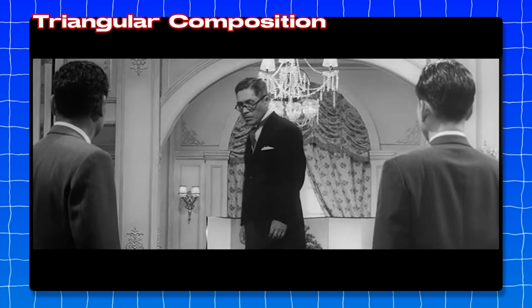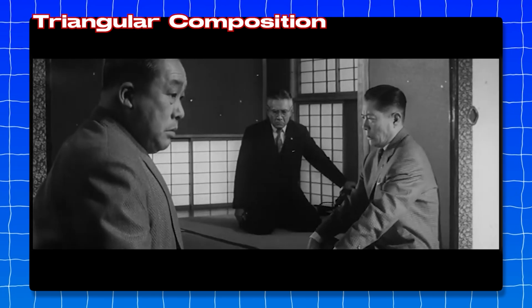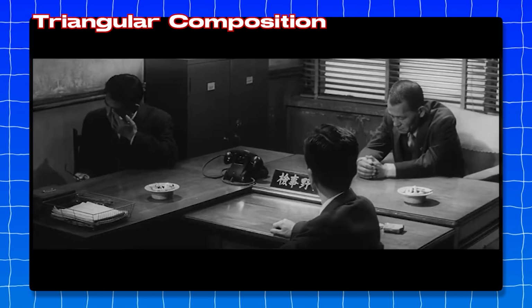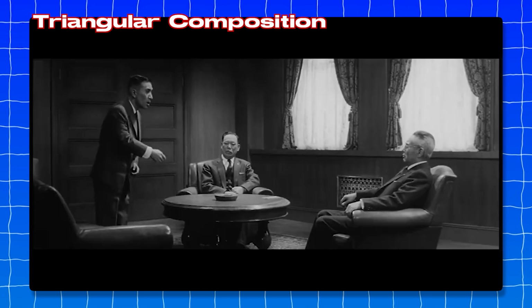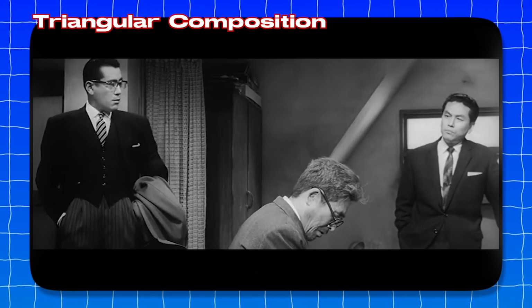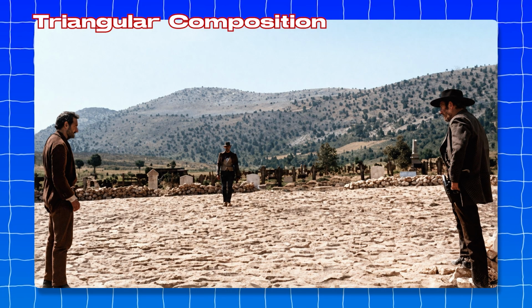Triangular composition. Arrange your subjects or elements into a triangle shape. It's one of the most stable shapes in visual art, and directors use it to make a group of characters feel like a unified, grounded whole. Think of a classic 3-character standoff.